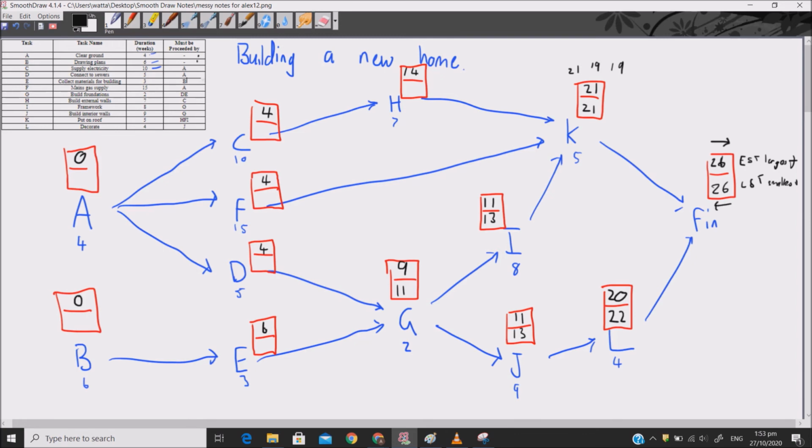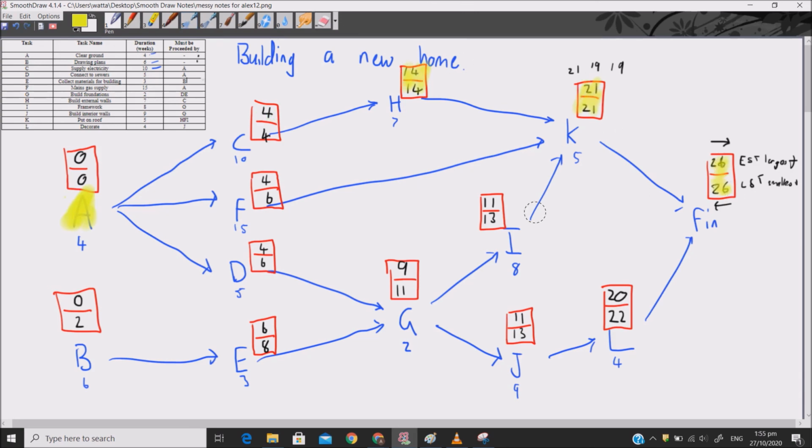But going backwards, I always take the smallest one. Take the biggest one going forwards for early start time, the smallest one going back for late start time, if I have a choice. So when I do A, I'm going to have to choose between 4 for C minus 4, the duration of A gives me 0, or 6 minus 4 or 6 minus 4 going through F or D. And I take 0 because I have to take the smallest going backwards.